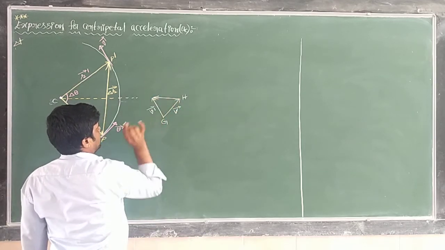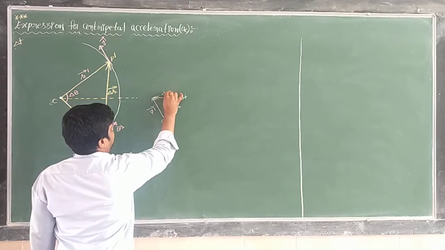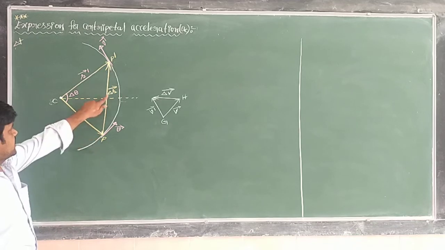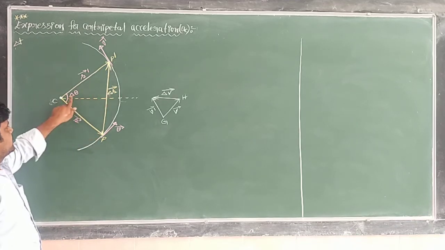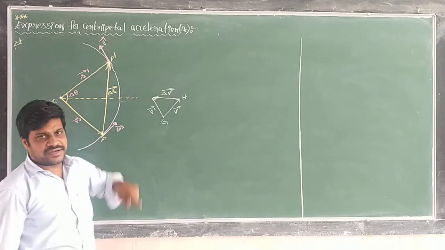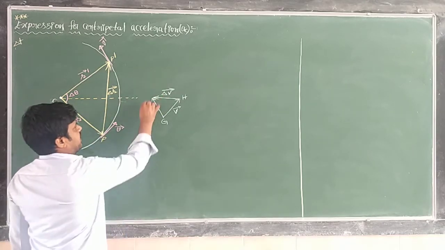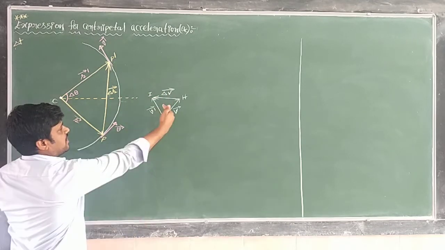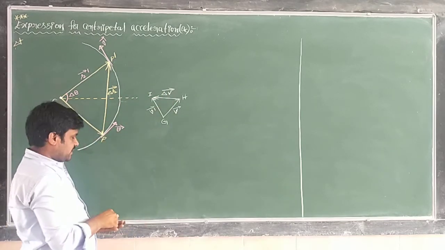We can show the change in velocity like this. That is the change in velocity, delta v. Change in position is delta r. Change in angular position is delta theta. The change in velocity is delta v, and this is the direction of the change in velocity.